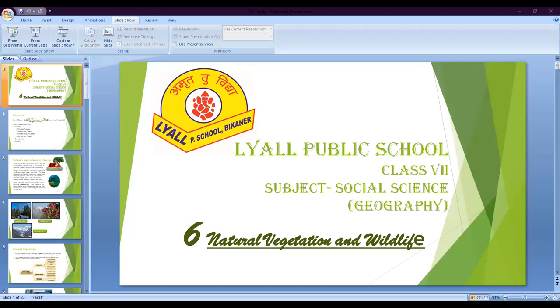Okay, so now let's move to our next topic, tropical deciduous forest. What is the meaning of deciduous? Deciduous means to shed, that is, to shed or fall off, like leaves falling. Yes Vivek, to shed means leaves falling from the trees. So that is tropical deciduous forest.